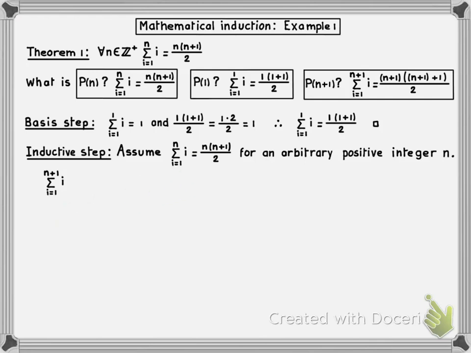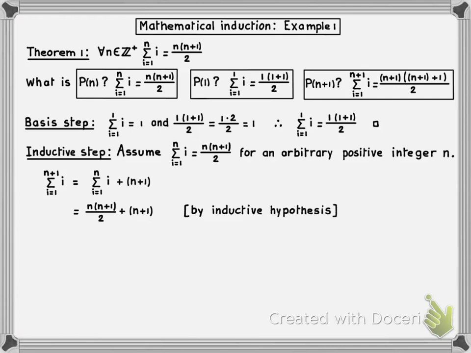Let's do that. This is the sum for i equals 1 to n of i plus an extra term. So we don't need a summation term here. We just need n plus 1, which is the extra term that's added here. And now the good news is we can use the inductive hypothesis to replace this summation with this closed form formula. Let's do that right now.